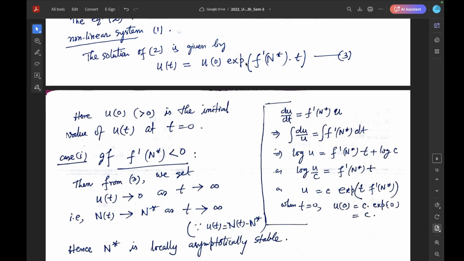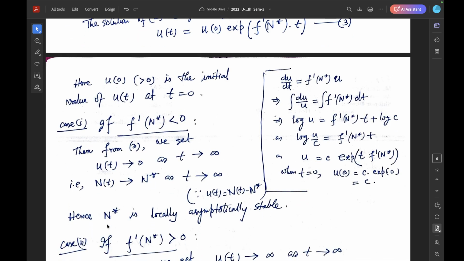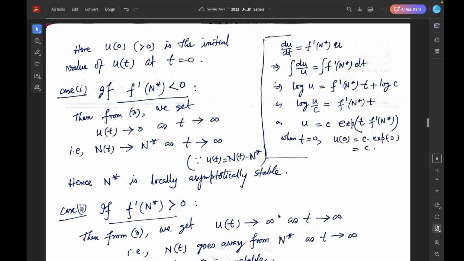Case 1, if f dash(n star) is less than 0, from 3 we get u(t) tends to 0, because e to the power minus infinity tends to 0 as t tends to infinity. And since u(t) equals n(t) minus n star, u(t) tends to 0. So obviously n(t) tends to n star as t tends to infinity when f dash(n star) is negative. Hence, n star is locally asymptotically stable.